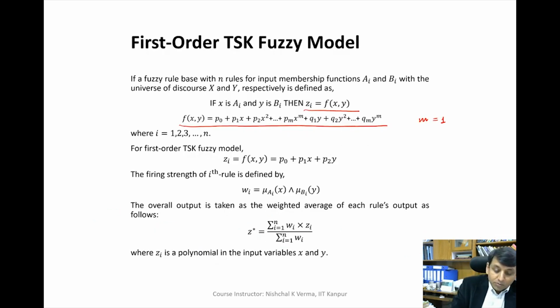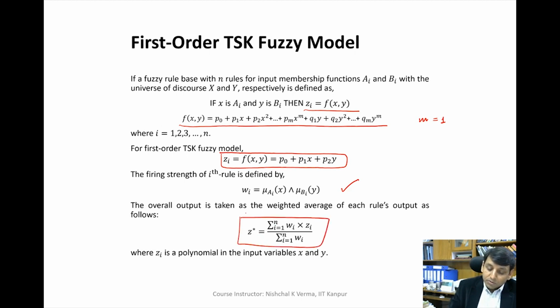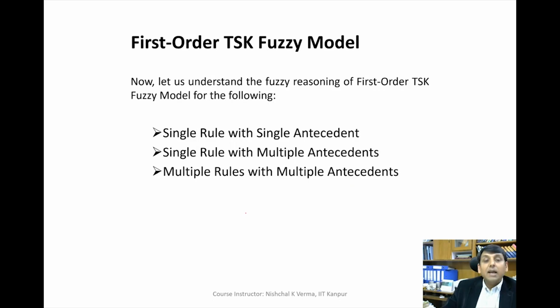So now, as I mentioned, the output will be like this. Similarly, all other terms and conditions will remain the same, meaning we take the min if it is needed for the connective AND, or we take max in case of the OR connective, and similarly we will have the weighted average, which we have already done. So this way we proceed, and now, under this first order TSK fuzzy model, let us discuss all those three cases we have just discussed.